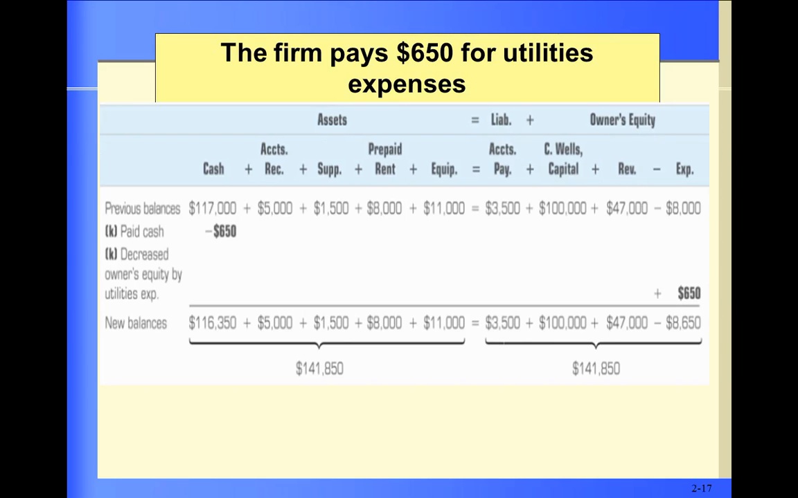Next, the firm pays $650 for utilities. Similar to salaries, this is going to be an expense, so we're going to increase the balance of our expense account by $650 and decrease the balance of cash since that's how we paid for the utilities.